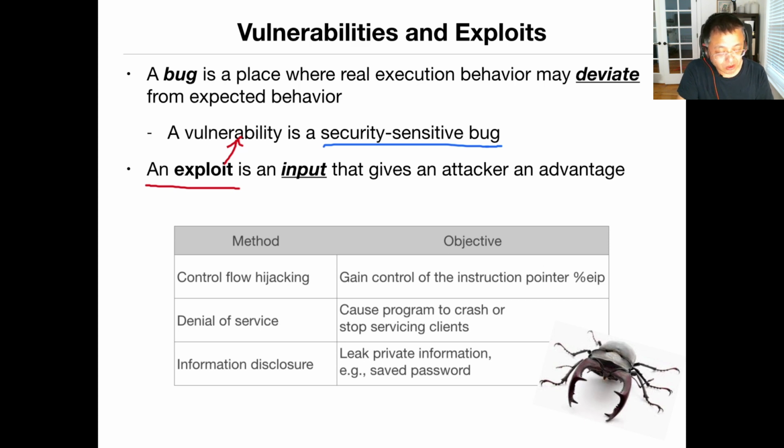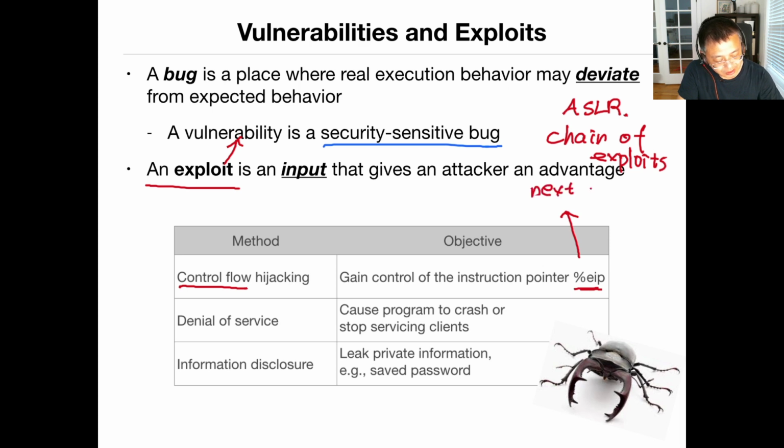Because there are a lot of modern defenses, such as address space layout randomization, taking over a computer has become more and more challenging. Normally, you cannot use a single exploit. You should use a chain of exploits if you need to take over a computer. An exploit can target many different things, like control flow hijacking. It targets the control flow. It gains control of the instruction pointer, or EIP. EIP, the instruction pointer, always points to the next instruction.